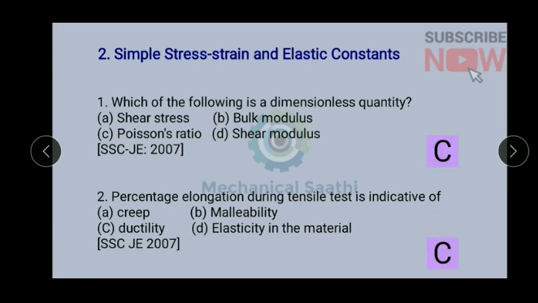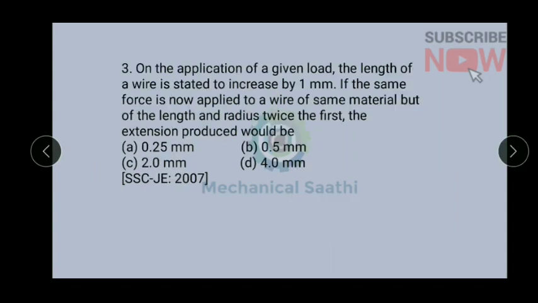So you can check it over here also. Then moving towards question number 3. On the application of the given load, for a particular load, the length of a wire is stated to increase by 1 mm. So for a given load, a particular length is being increased by 1 mm.